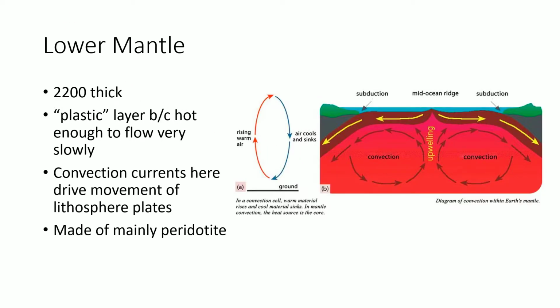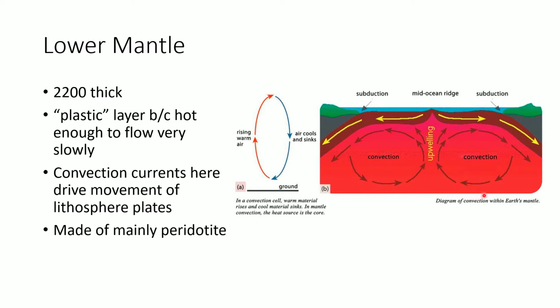Next layer after the asthenosphere is called the lower mantle. Sometimes people will call the asthenosphere the upper mantle, but its fancy science name is asthenosphere. So the lower mantle is 2,200 kilometers thick, so a lot thicker than either the lithosphere or the asthenosphere. The asthenosphere we called weak, and the lower mantle we call plastic, because in this sense plastic means solid but capable of flowing. So the rock in the mantle is solid.